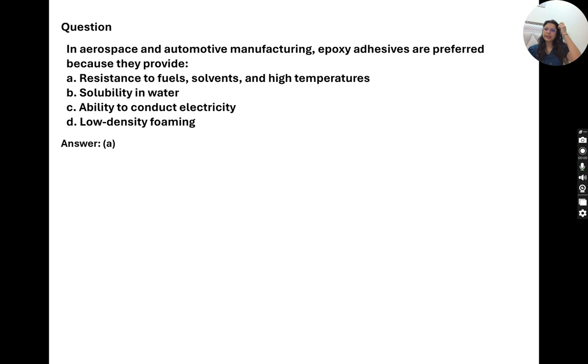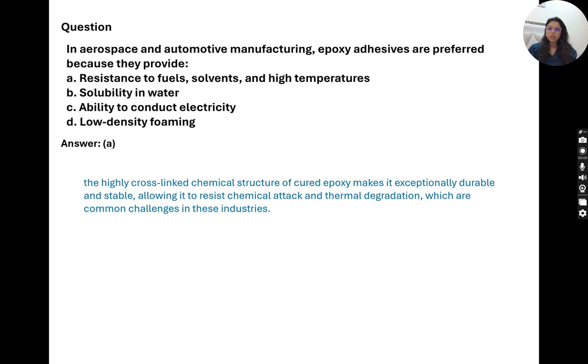Okay, so it's A, yes, it's A, resistance to fuel, solvents, and high temperatures. And of course, highly cross-linked epoxy made it exceptionally durable and stable, allowing it to resist chemical attack and thermal degradation, which are common challenges in today's industries. And that's why these epoxy adhesives are preferred in industries like aerospace and automotives.